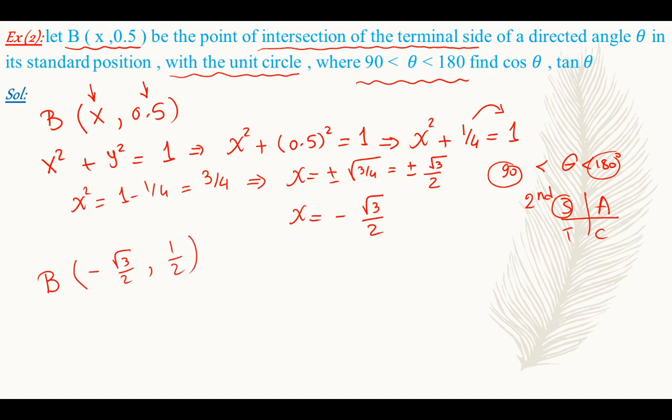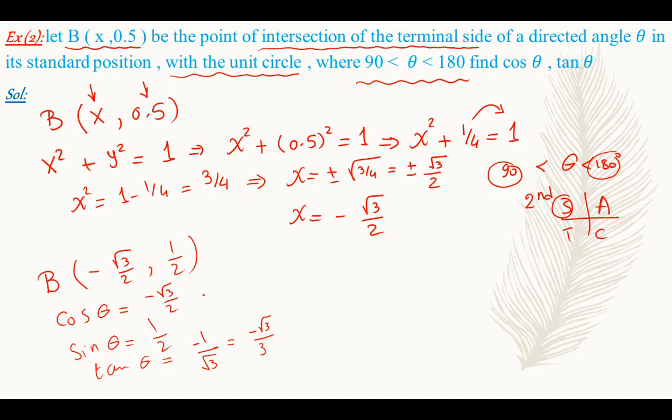Here we want to find cosine theta and tan theta, but I am going to find all the trigonometric functions first. Here cosine theta, which is the x part, will be negative root 3 over 2. Sine theta, which is the y part, equals half. Tan theta, which is y over x, so we will divide half by negative root 3 over 2, so it will be negative 1 over root 3, or if you use your calculator, it will be equal to negative root 3 over 3.